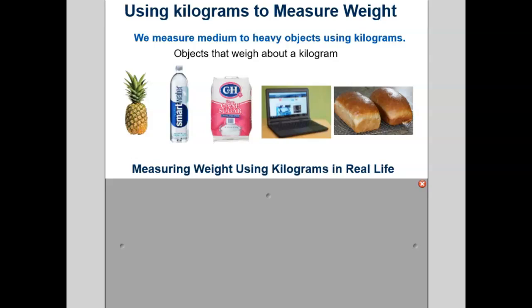We would use kilograms to measure medium to heavy everyday objects. So these below are some objects that weigh about a kilogram. A pineapple weighs about a kilogram. A liter of water would weigh a kilogram. The entire bag of sugar would weigh a kilogram. The Chromebook that you're using right now or a small laptop would weigh about a kilogram.